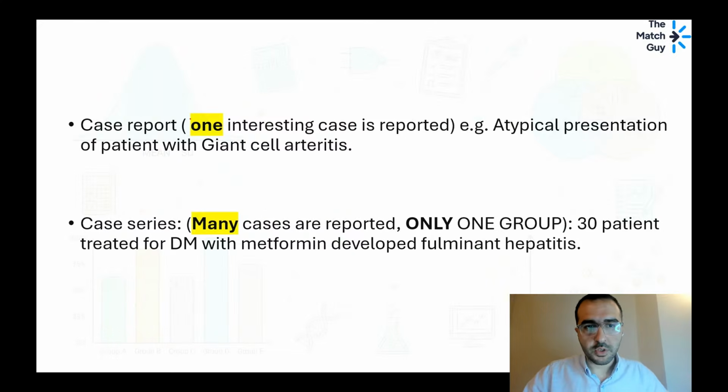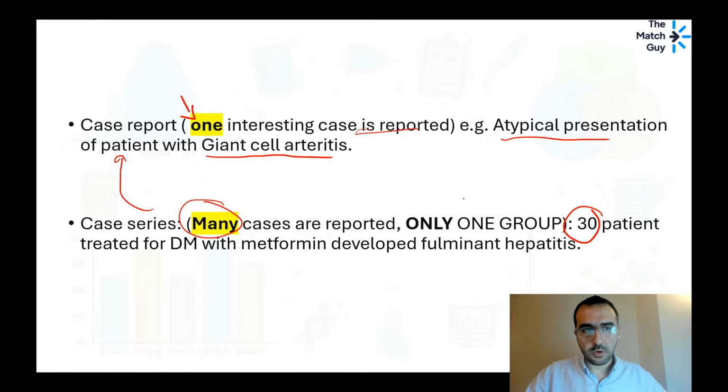So a case report is only one case, like one interesting case is reported. For example, a typical presentation of a patient with giant cell arteritis. But a case series is similar to a case report, but here I'm including many people, like maybe 30 patients, for example. So in case series and case report, we're talking about only one patient or one group of patients.